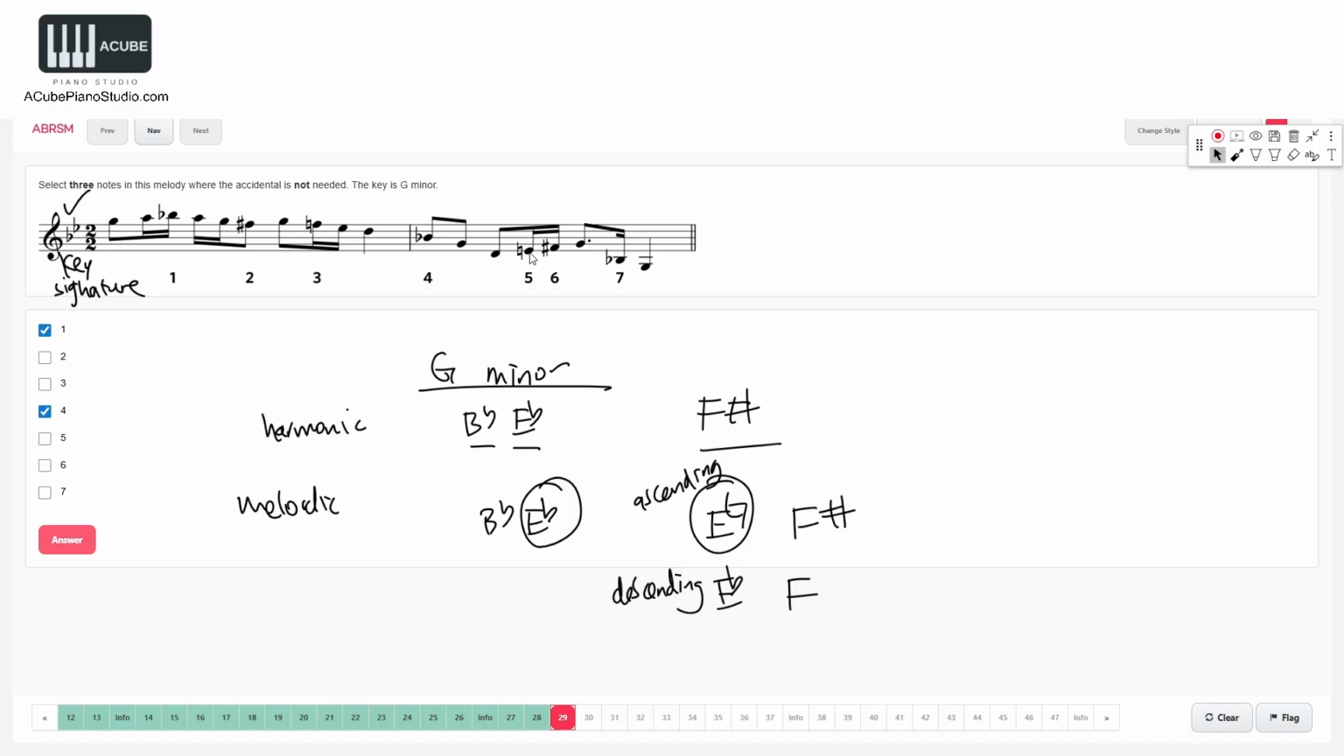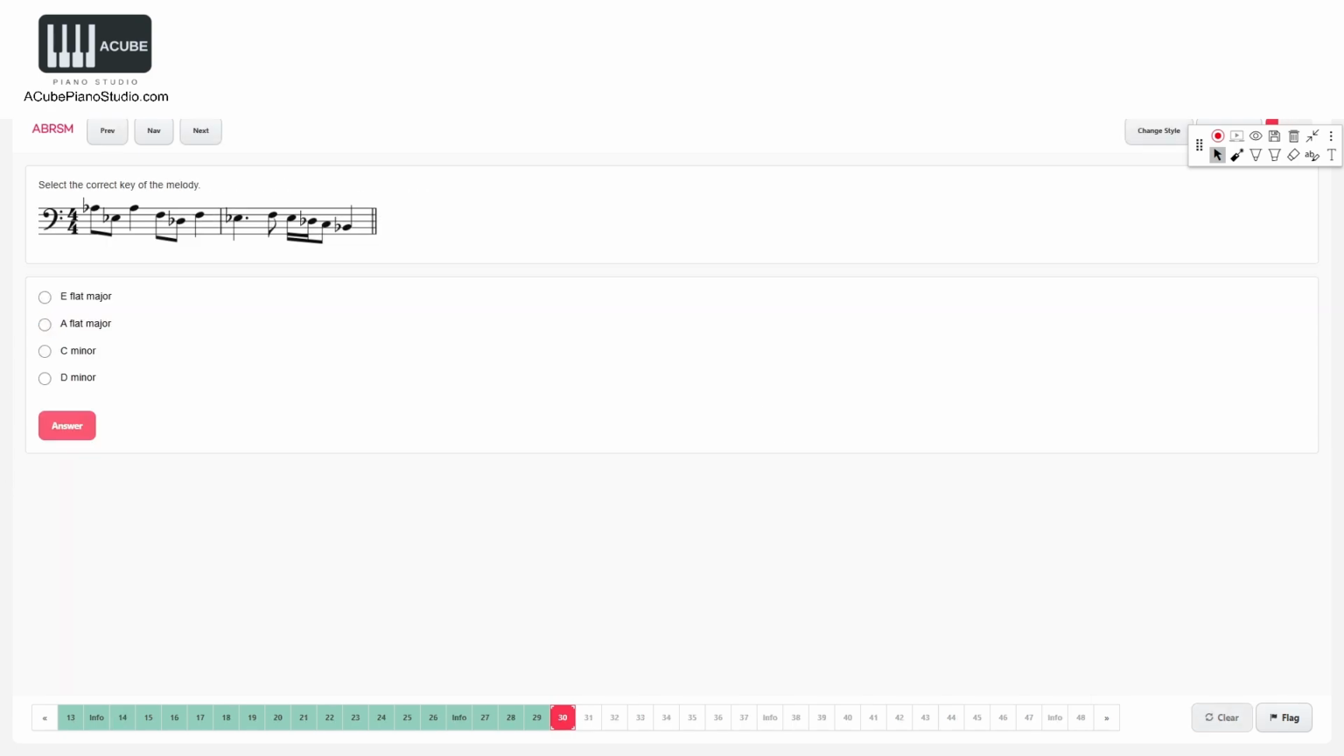Next, I have this E. This is E natural. So yes, I can have E natural for melodic, right? So this is okay. F sharp is also okay. Again, B flat is not okay because of the key signature. So this is the answer. Alright, let's move on to the next question.